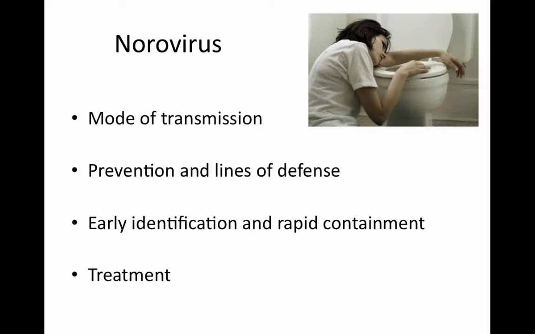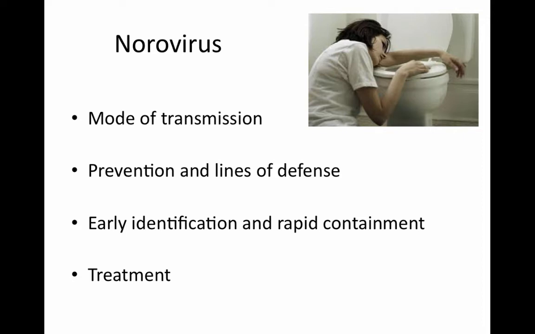Norovirus, or also affectionately known as viral gastroenteritis, is spread by way of vomit or feces. And this can be spread by way of person-to-person contact, handshakes or hugs or whatever. And then, of course, contaminated objects, contaminated food or drink, and can actually be aerosolized when people vomit. The incubation period for norovirus is roughly 12 to 48 hours.